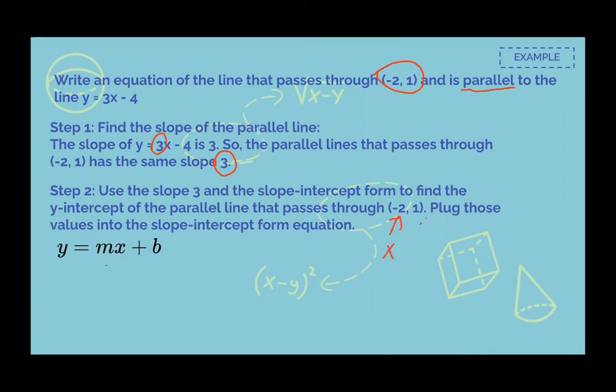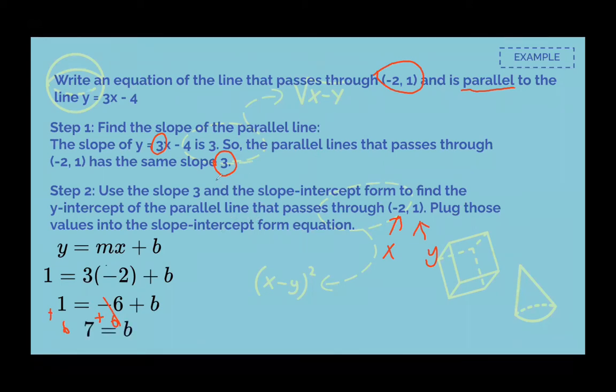-2 will be your x, 1 will be your y, and you can go ahead and plug this into y equals mx plus b. Y will be 1 equals your slope m, or 3, times x, which is -2, plus b. Go ahead and simplify 3 times -2. That gives you 1 equals -6 plus b. And to isolate b, go ahead and cancel out your subtraction sign by adding 6 to both sides. And you're left with b equals 7.